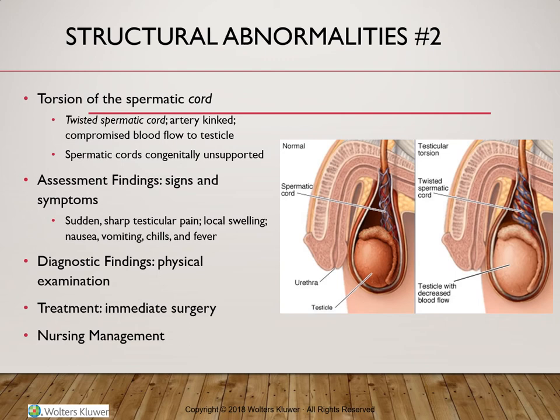It's a good idea for most of those patients to have a prophylactic procedure performed on the opposite side, because if it happens on one side, probably they have the same typical congenital development. So it's a good idea to do a fixation on both sides, because they may develop it again on the other side.